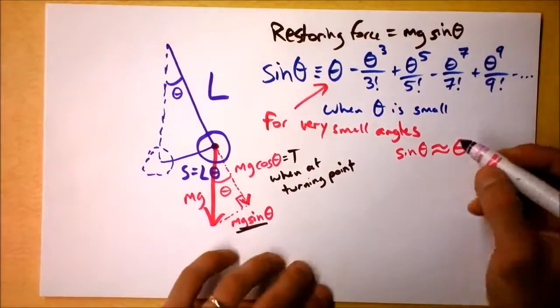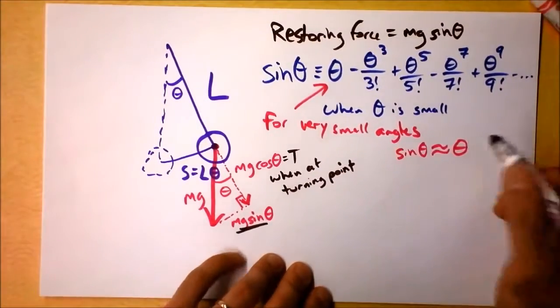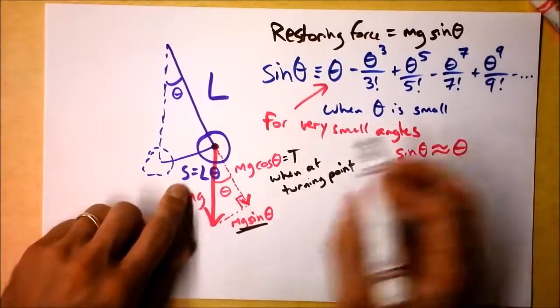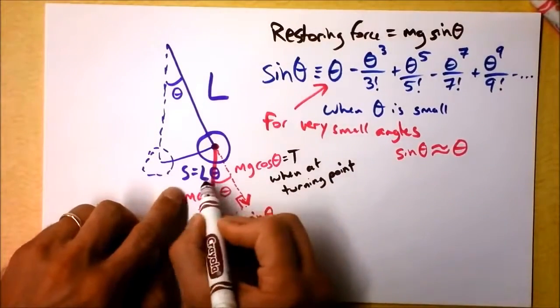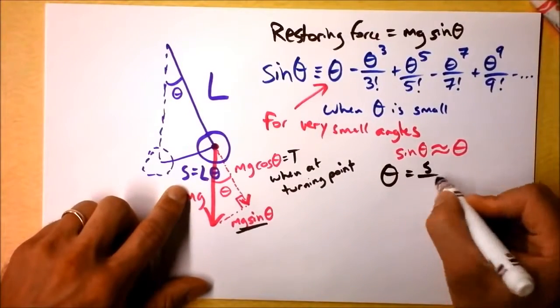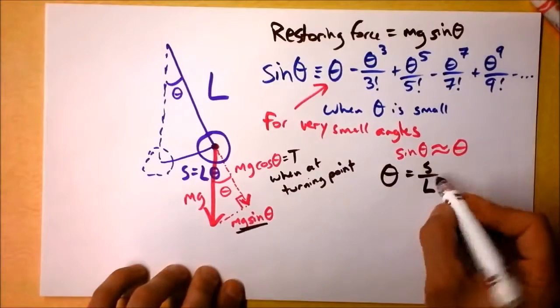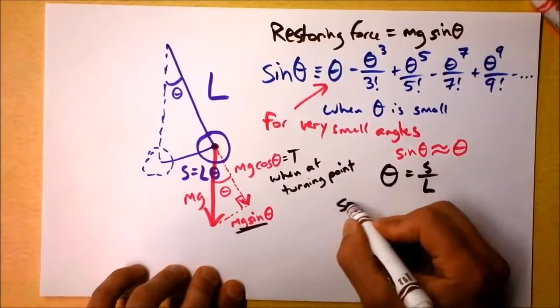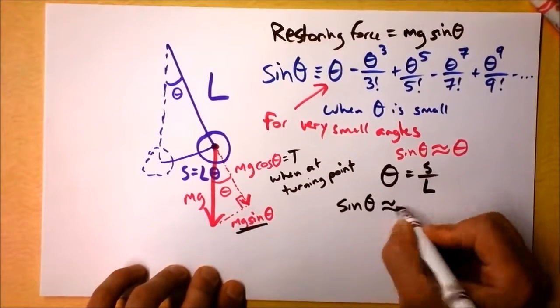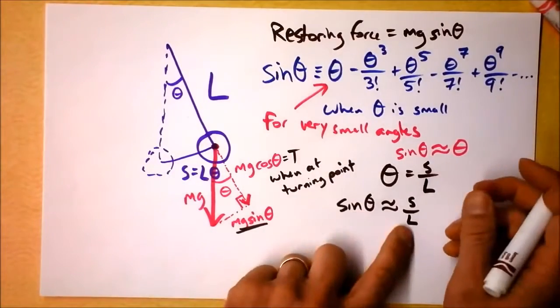Now, I want to define theta, because we're going to use the fact that sine of theta is just about theta, so we need to know what theta is. I'm going to use this equation right here to define theta. Theta equals s divided by L, right? Right, okay. So let's take this and we'll say that sine theta is approximately the same thing as S divided by L, because sine theta is just about theta.